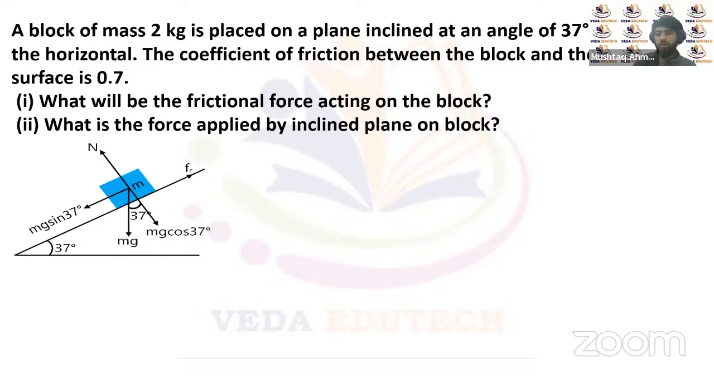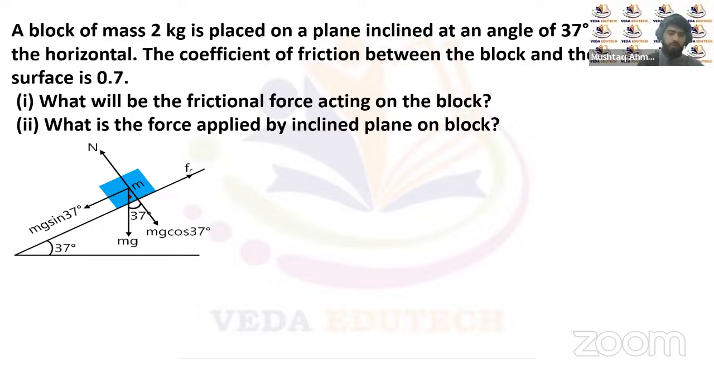So before switching to that topic, we'll just discuss this problem briefly. A block of mass 2 kg is placed on an inclined plane at an angle of 37 degrees with the horizontal. The coefficient of friction between the block and the surface is 0.7. What will be the frictional force acting on the block? What is the force applied by the inclined plane on the block? So we have to find the friction force acting on the block, as well as the force applied by the inclined plane on the block, right?